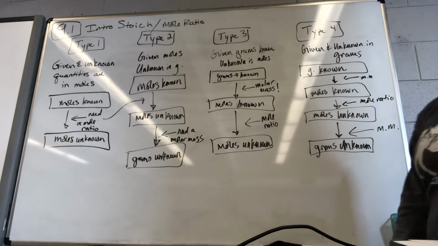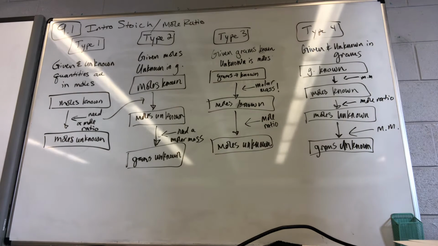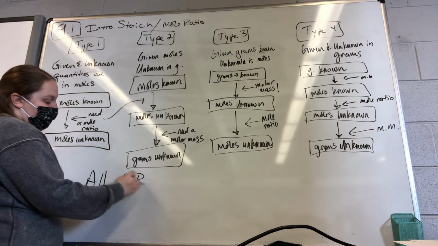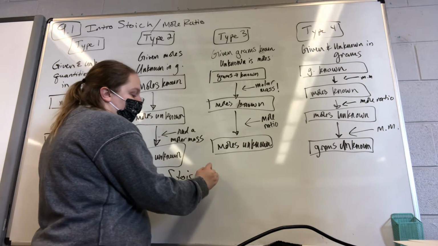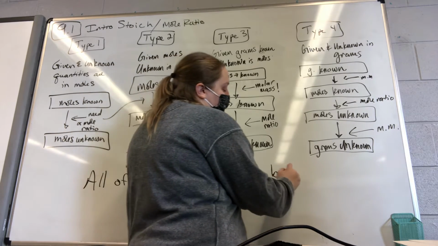Okay, and again, we're going to focus all of our efforts in Chapter 9 on this particular understanding in how to go from moles to grams, or grams to moles, or grams to grams, just given pieces of information like a balanced equation. All of the reaction stoichiometry we will do requires a balanced chemical equation.